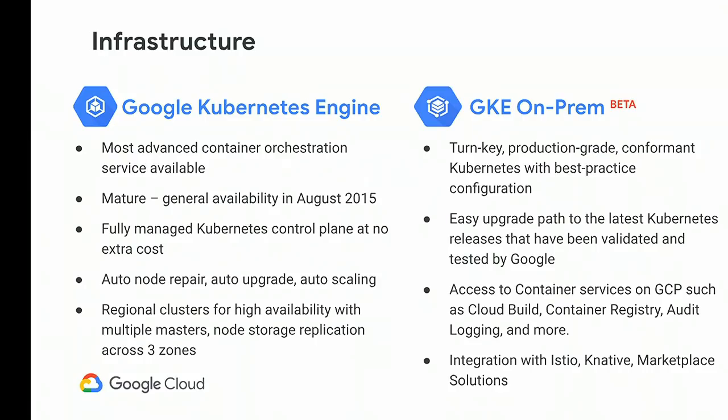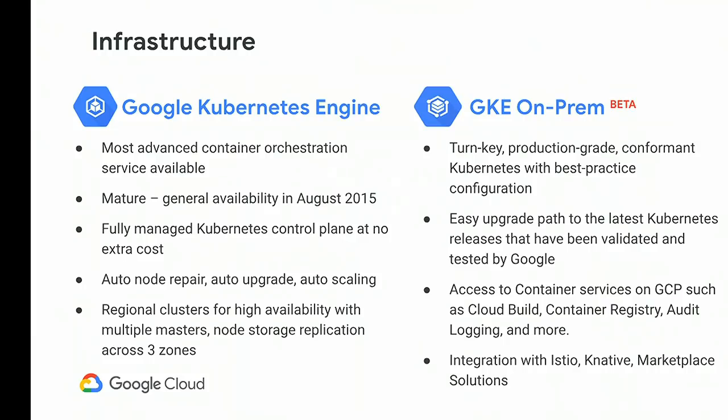Now on the GKE On-Prem side, you're getting turnkey production-grade conformant Kubernetes with best practice configuration. What that means is, just like with GKE, where we're giving you Kubernetes versions to choose from that have been vetted and verified, same thing happens with GKE On-Prem. You're using the same versions of the open source Kubernetes platform that runs in both environments. There's an easy upgrade path. There are validated and tested releases of Kubernetes, so you're picking something that's already been tested and verified.